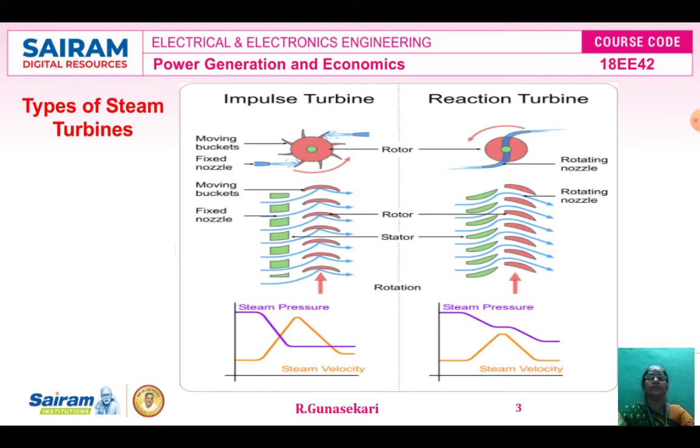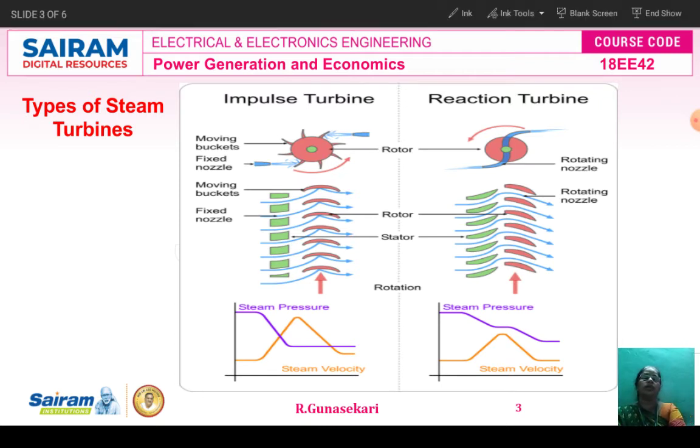Students, now you see the circuit diagram. This image represents the impulse turbine and the reaction turbine. Both the impulse turbine as well as the reaction turbine consist of a nozzle. But the reaction turbine consists of a rotating nozzle, whereas the impulse turbine consists of a fixed nozzle. Both contain a rotor and stator.